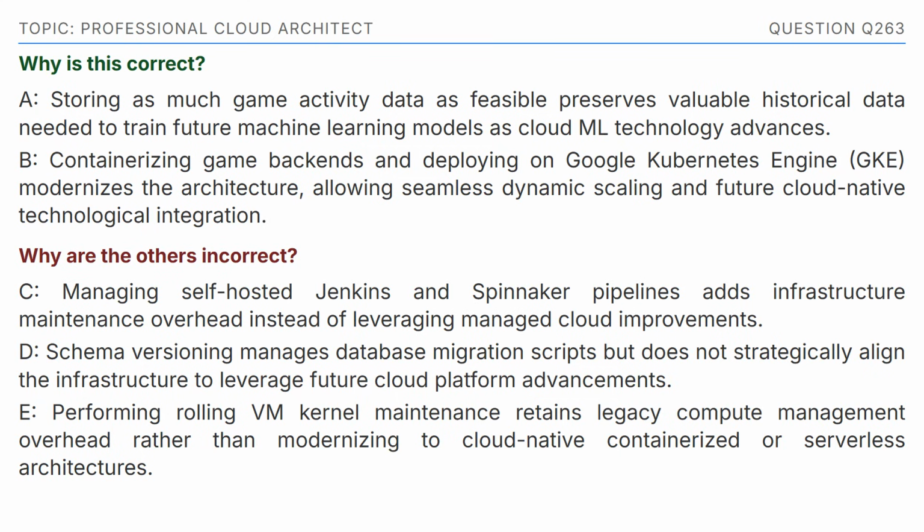C. Managing self-hosted Jenkins and Spinnaker pipelines adds infrastructure maintenance overhead instead of leveraging managed cloud improvements. D. Schema versioning manages database migration scripts but does not strategically align the infrastructure to leverage future cloud platform advancements. E. Performing rolling VM kernel maintenance retains legacy compute management overhead rather than modernizing to cloud-native containerized or serverless architectures.